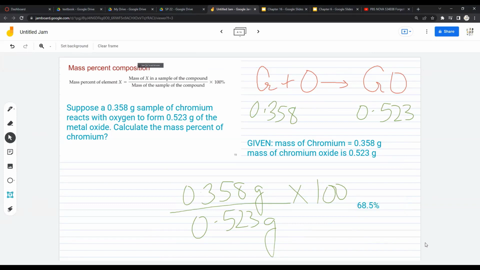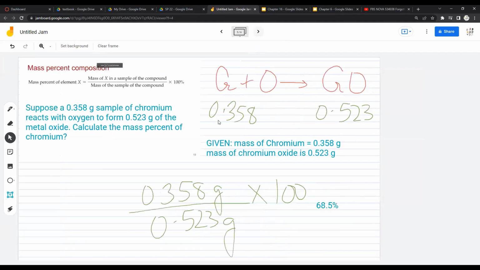So that is the answer to this question. Does anyone have questions about how this problem is solved? Okay, so let's go on to another question. This is question number 2 in the exercise.